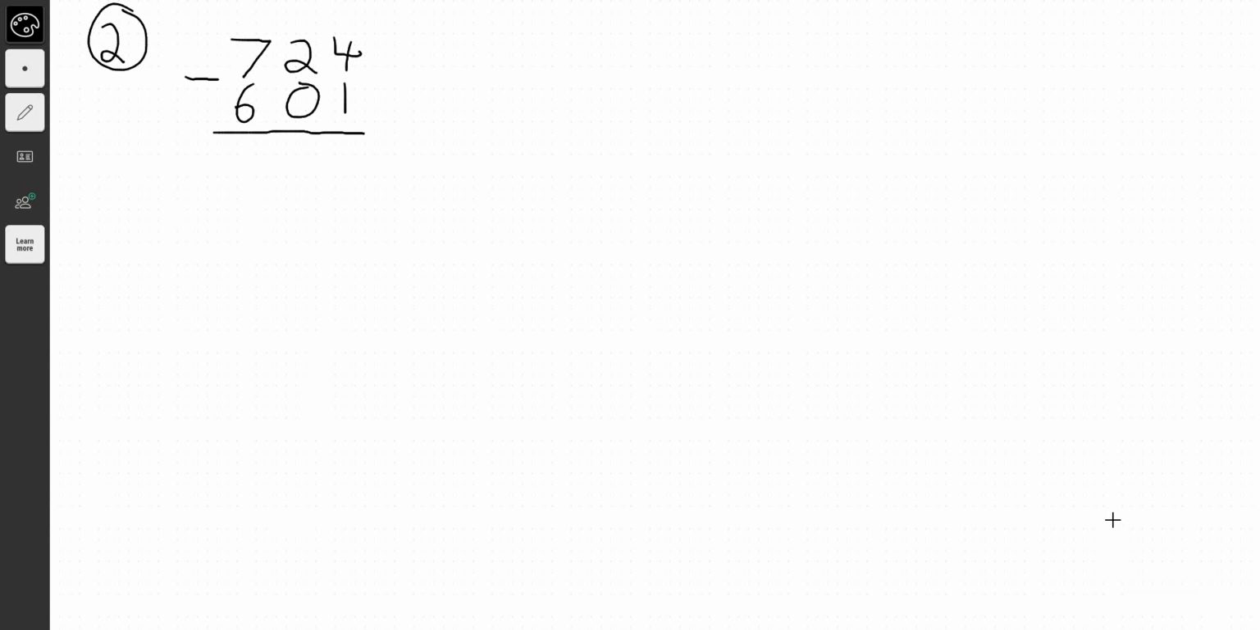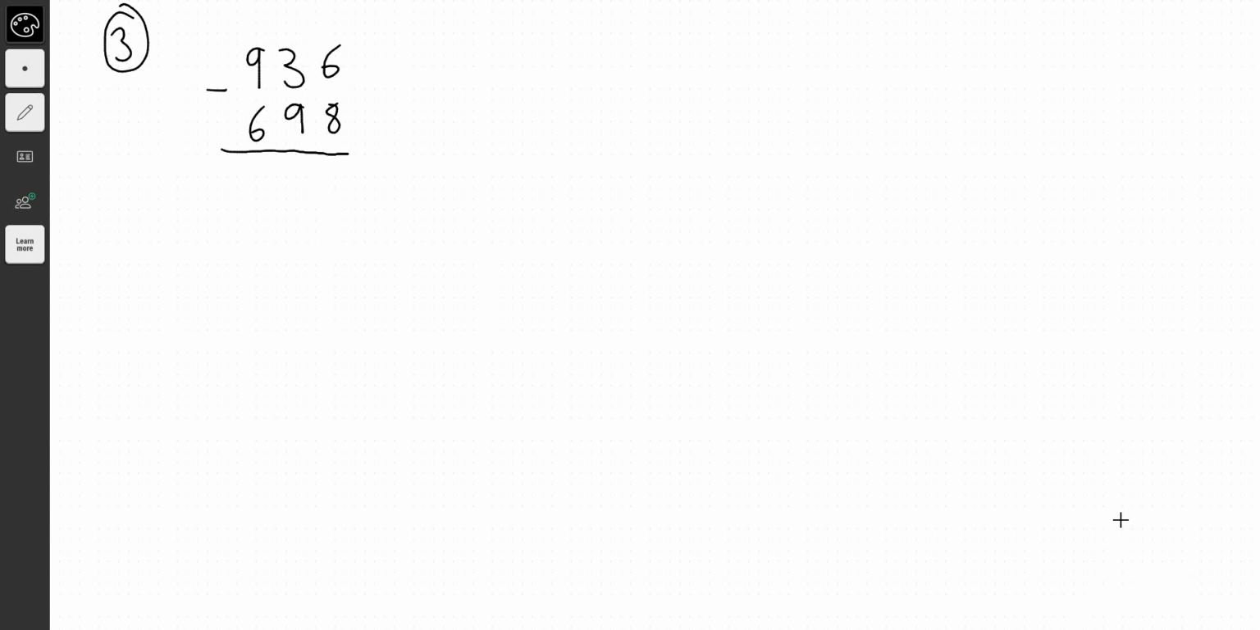Okay, the next question is 724 minus 601. So we're going to look at this end column. 4 take away 1, that gives us 3. 2 take away 0 gives us 2. And 7 take away 6 gives us 1. So our final answer, nice and simple, 123.